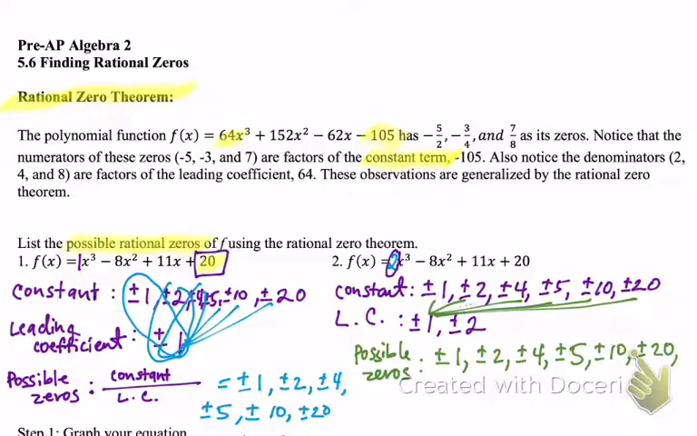So I'm going to say 2 over 2, which is just 1. 4 over 2 is just 2, so I've already listed that twice. 5 over 2, negative 5 over 2. 10 over 2 is 5. I've already included that. And then 20 over 2 is 10, which I've already included. So I just have to include these two as well.